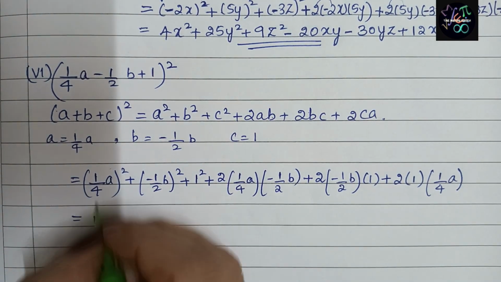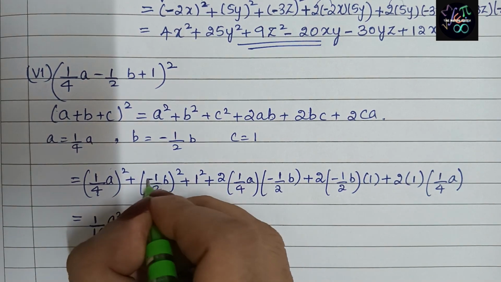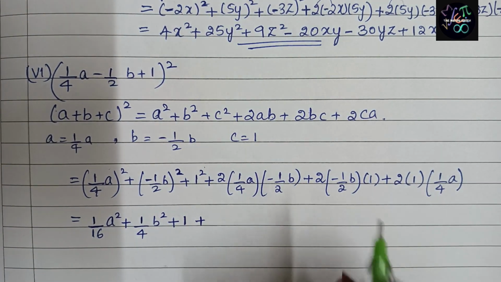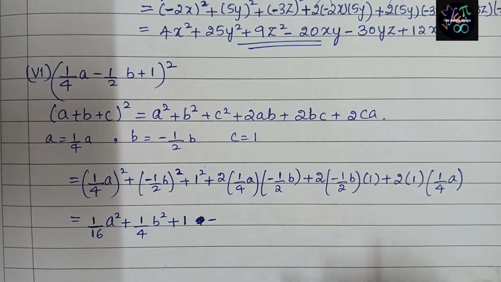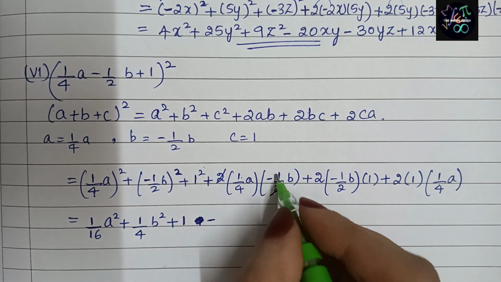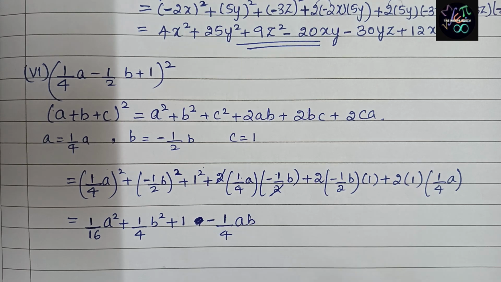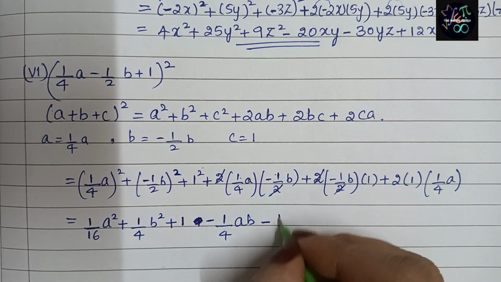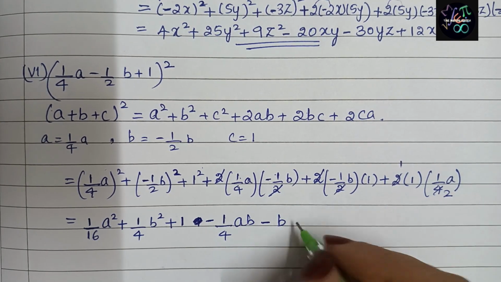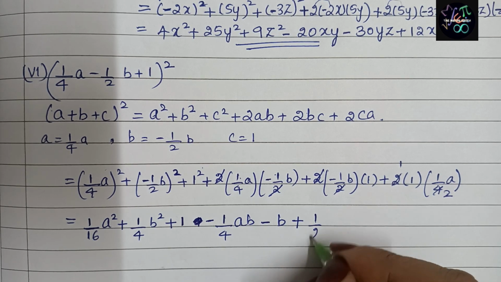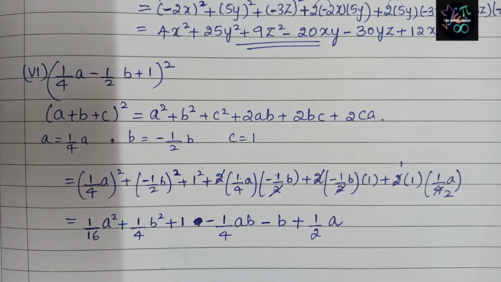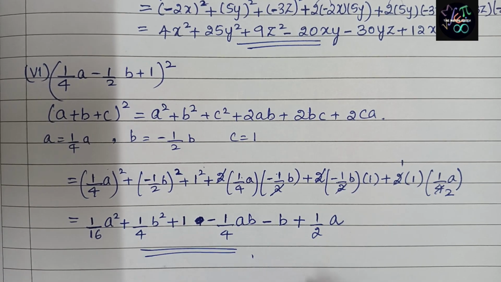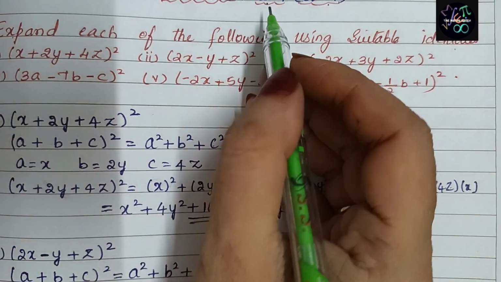Let us solve now. 1 square 1, 4 square 16, a square as it is, plus minus sign and square minus gone, 1, 2 square 4, b square, plus 1 square is 1. Now we have to be careful: plus minus minus, 2 and 2 got cancelled. What remains: 1 1s are 1, 4, and ab. Only this much is left because 2 and 2 got cancelled. Here plus minus minus, b into 1, only b left. This side, 2 1s are 2, 2s cancel, and plus sign, what remains is 1 upon 2, a. This is the answer we got: 1 by 16 a square plus 1 by 4 b square plus 1 minus 1 by 4 ab minus b plus 1 by 2 a. This completes the sixth question, that is exercise 2.4, question number 4.